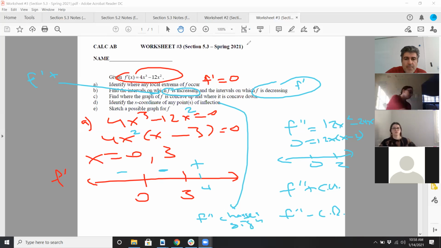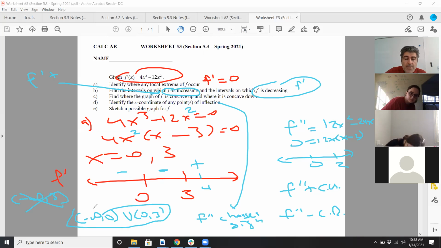Question in the chat. You have to do a union. Someone's saying for decreasing, yes, you have to write negative infinity to 0 and from 0 to 3 as a union. You can't write it as one interval, because 0 does not have a negative derivative, so you can't say that. So you have to write it as a union. Great question, Lauren. Thank you for asking that.